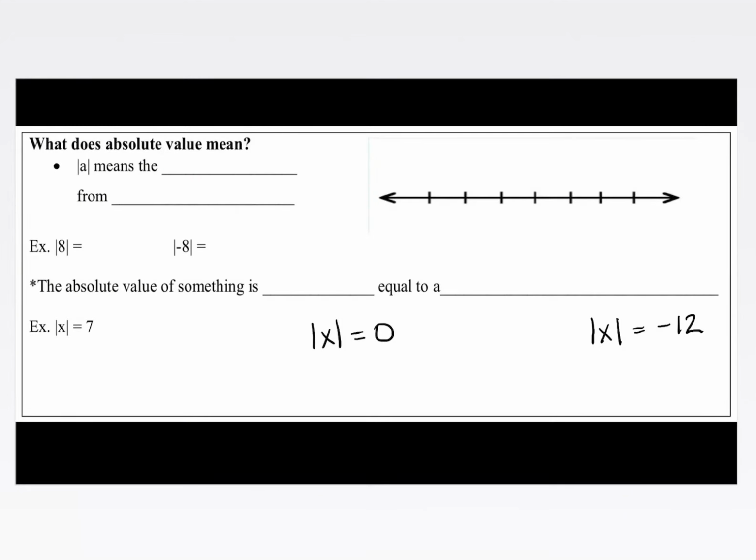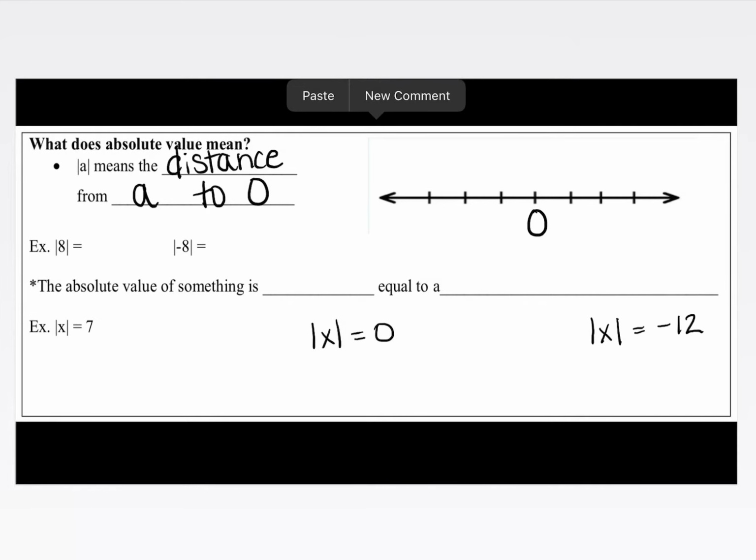So what does an absolute value mean? For instance, if we have the absolute value of a, just being any number, that means the distance from our number a to 0. So if we think about this on a number line, let's mark 0 in the center, and then on the right-hand side we have positive a, and on the left-hand side we have negative a. Now if we were to think how many jumps would it take for us to get from a to 0, it would take us a jumps, a spaces.